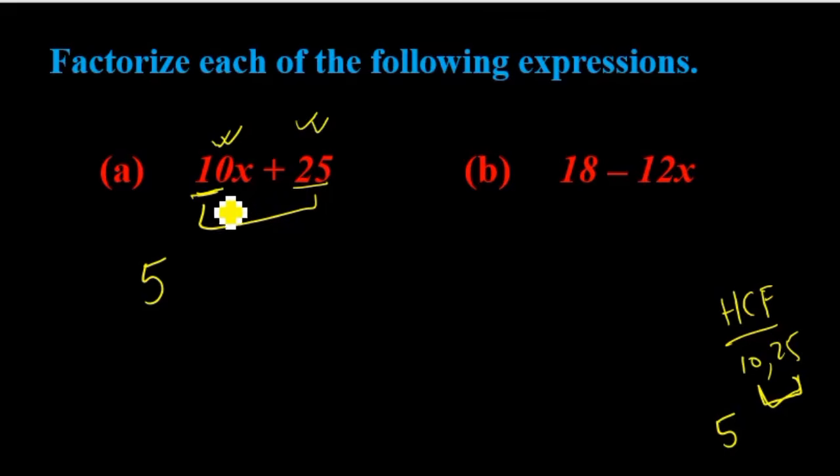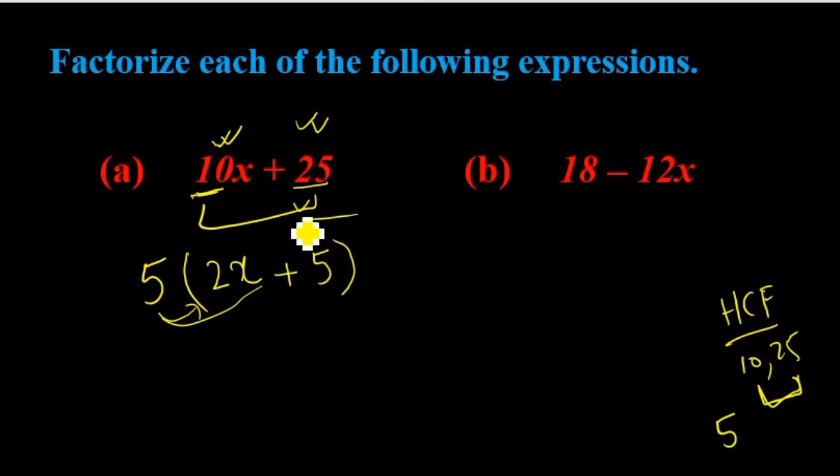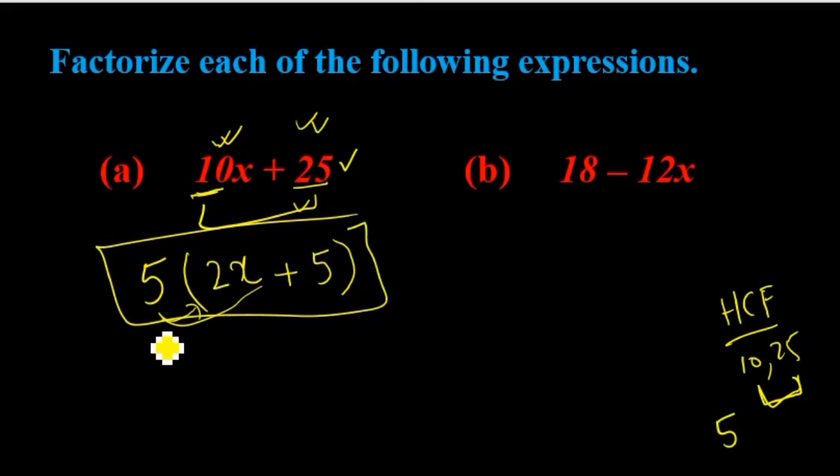So when we divide 10x by 5, what do we get? 5 twos are 10, and x remains the same. Similarly, when we divide 25 by 5, what do we get? We will get 5. Clear? So when we multiply these, 5 twos are 10x and 5 fives are 25. So this is the factorization of this algebraic expression.